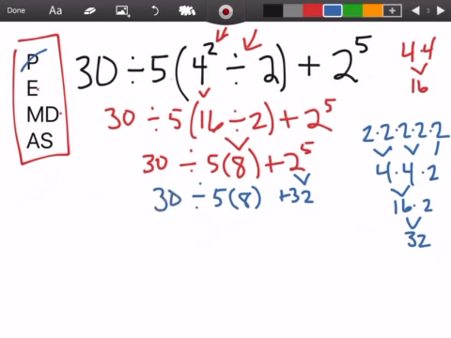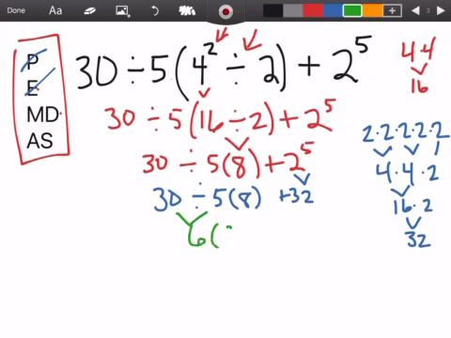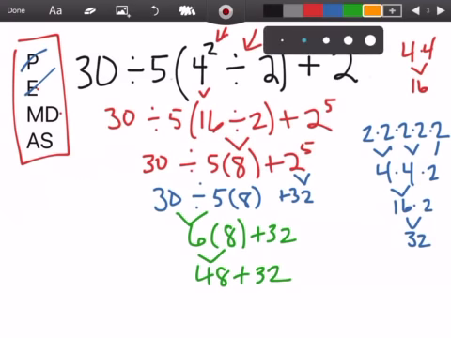All right. My next step is multiplying and dividing from left to right. Well, as I read this, I have 30 divided by 5 times 8 plus 32. My division comes first, so I'm going to divide first. 30 divided by 5 is 6. Bring down the parentheses and the 8 plus 32. And now I can finish this step by multiplying 6 times 8. That's 48 plus 32. And my last step is to add these two.